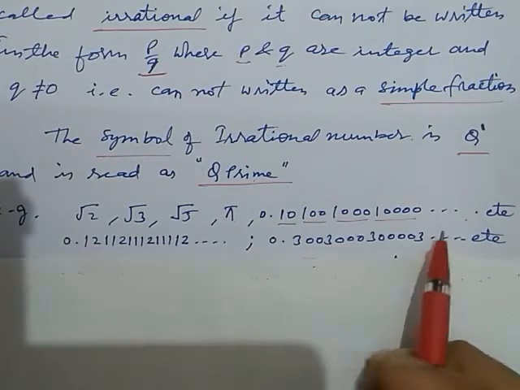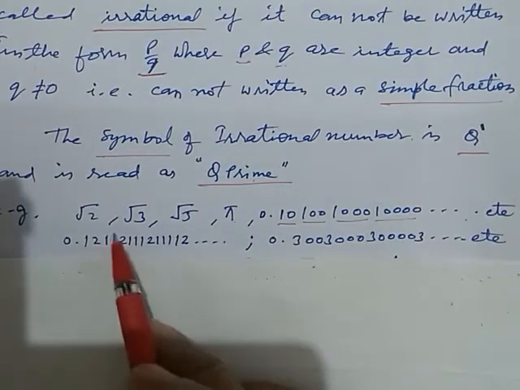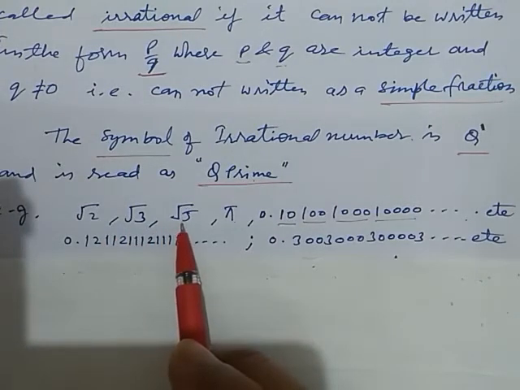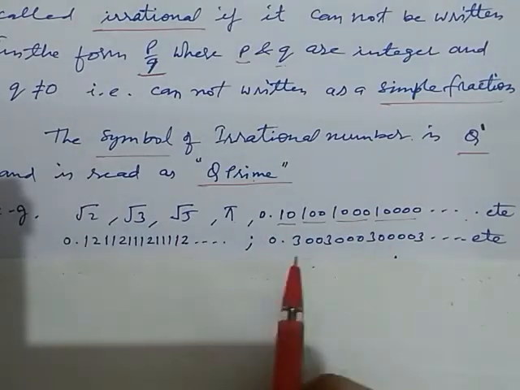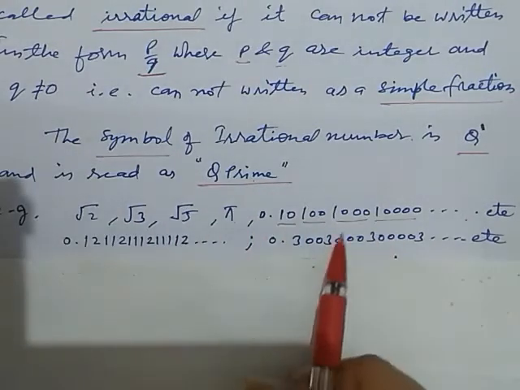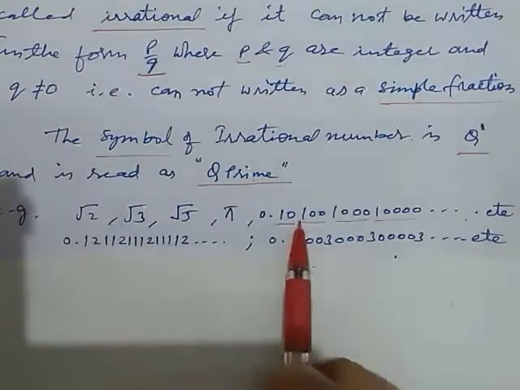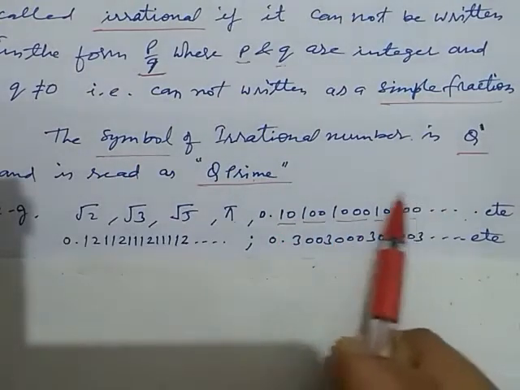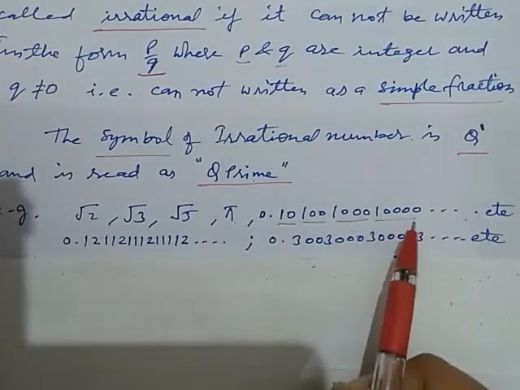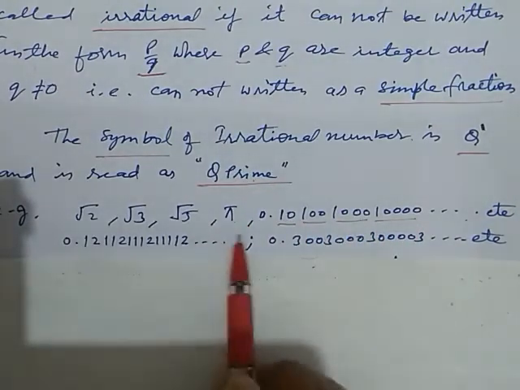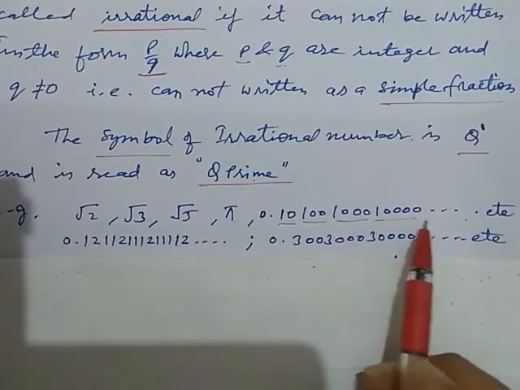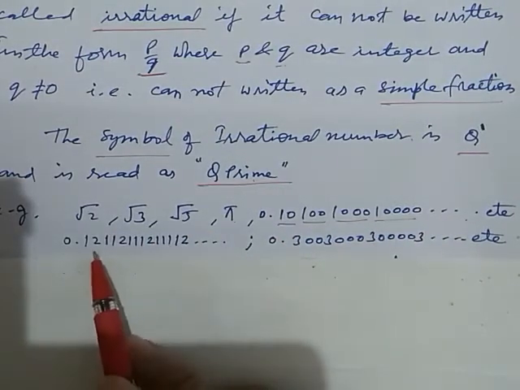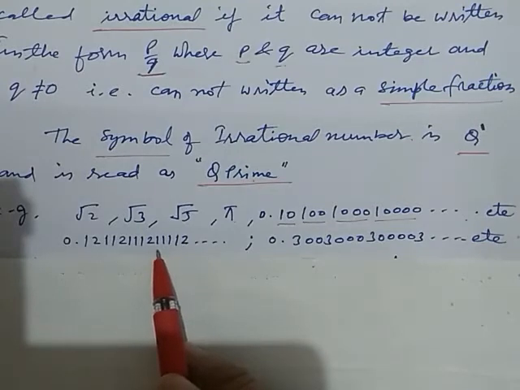So always remember, they cannot be represented in p by q form. All these forms are not in p by q form. We are not able to convert these decimals into fraction form, because they are changing. That's why by any procedure we cannot change them into fractions. That's why they are irrational numbers.